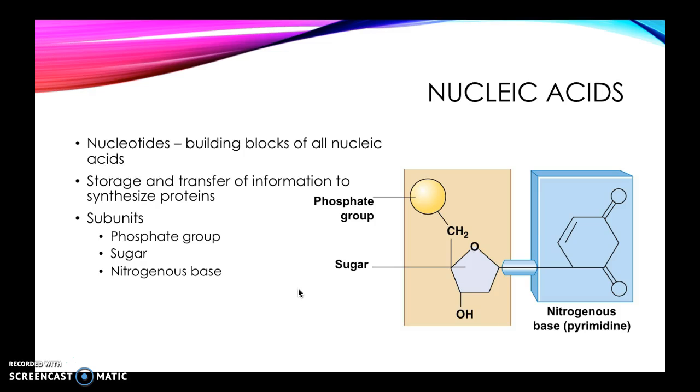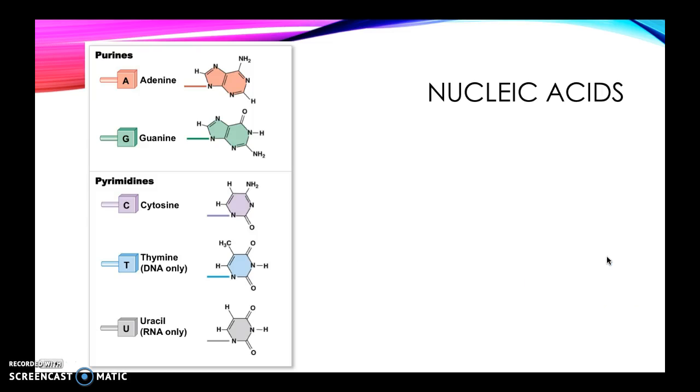Each nucleotide has 3 subunits: a sugar, a phosphate group, and a nitrogenous base. So here's the sugar and the phosphate, and usually it forms what's called a backbone. We have sugar, phosphate, and then here is a nitrogenous base. The nitrogenous bases come in 2 varieties, purines and pyrimidines. The purines are adenine and guanine, and the pyrimidines are cytosine, thymine, and uracil.